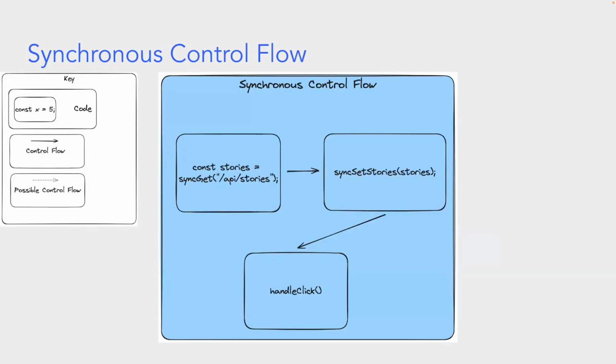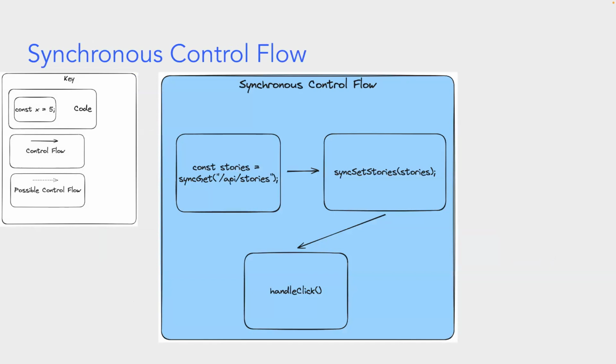Let's get into more detail on how this actually looks. So we can imagine synchronous control flow, let's say that we had some functions syncGetStories and syncSetStories. They're like the get and set stories that we saw in previous examples, but they're completely synchronous. The way to understand what's going on here is that these boxes are code. The solid arrows are control flow, and the dotted arrows are going to be like possible control flow, which we'll get into because it matters for async.